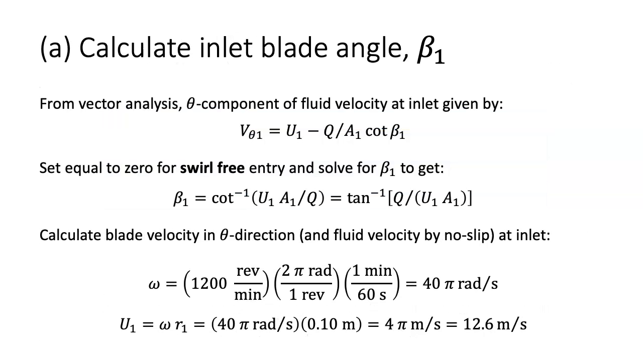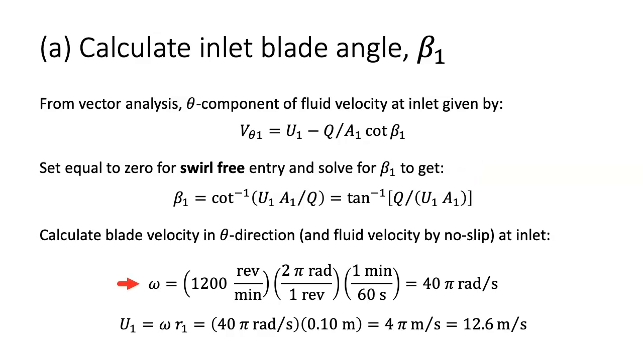For part A, calculate the inlet blade angle for which the inlet velocity has no theta component. This is called swirl-free entry. From a vector analysis, the theta component of the fluid velocity is shown. Setting this equation equal to 0, we get an equation to solve for the inlet blade angle that depends on the volumetric flow rate, blade velocity, and the inlet flow area.